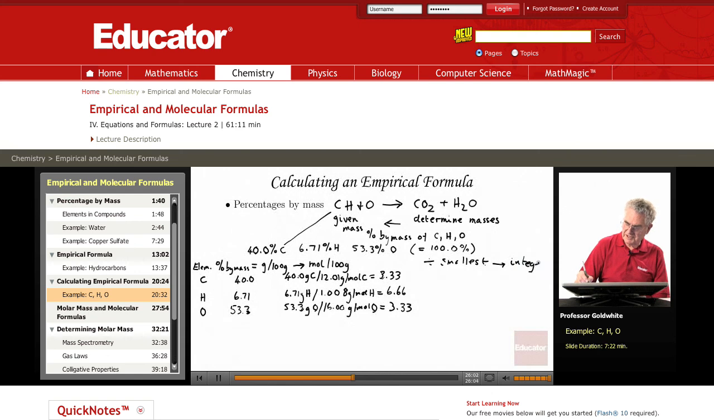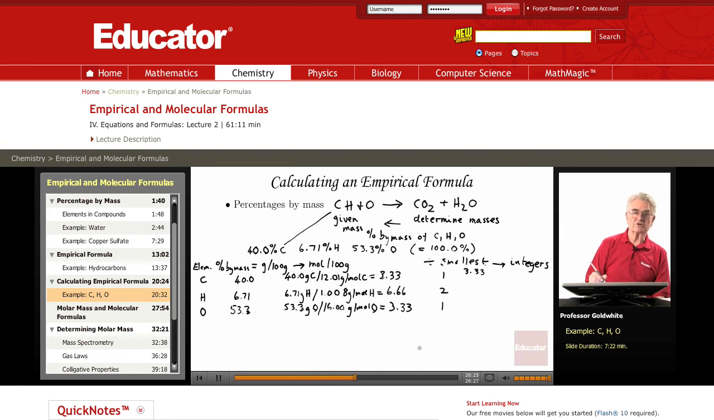Because we want to get integers. Remember, molecules contain integral numbers of atoms, not fractional numbers of atoms. So we divide all these by 3.33, which is the smallest. And the result of that operation is 1 to 2 to 1.